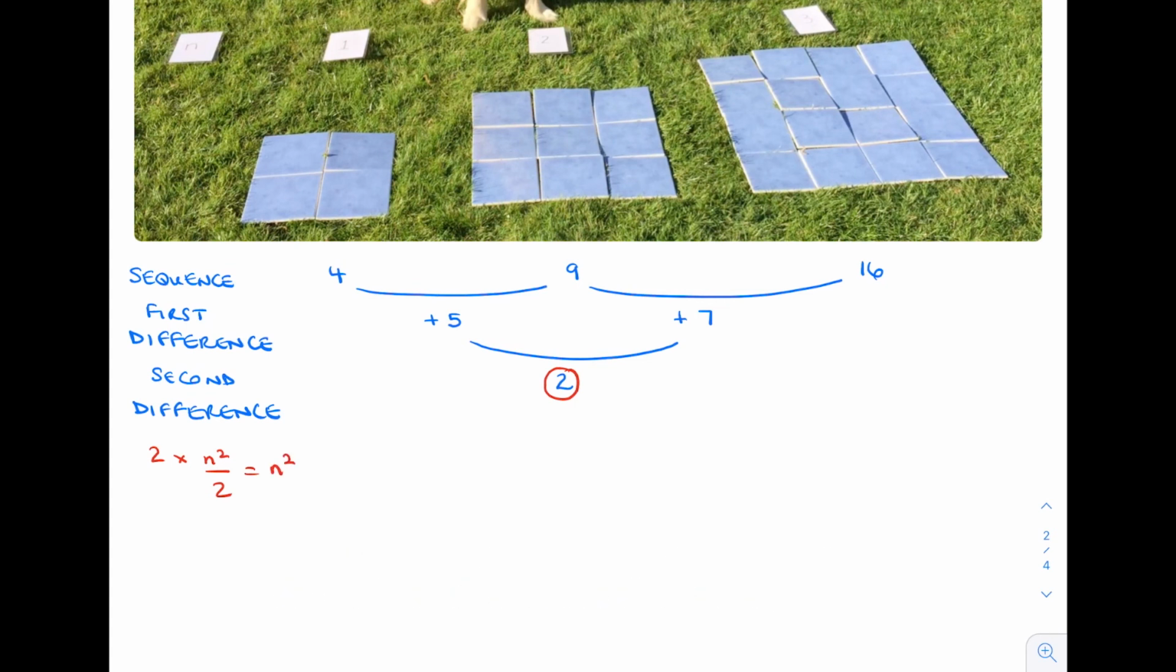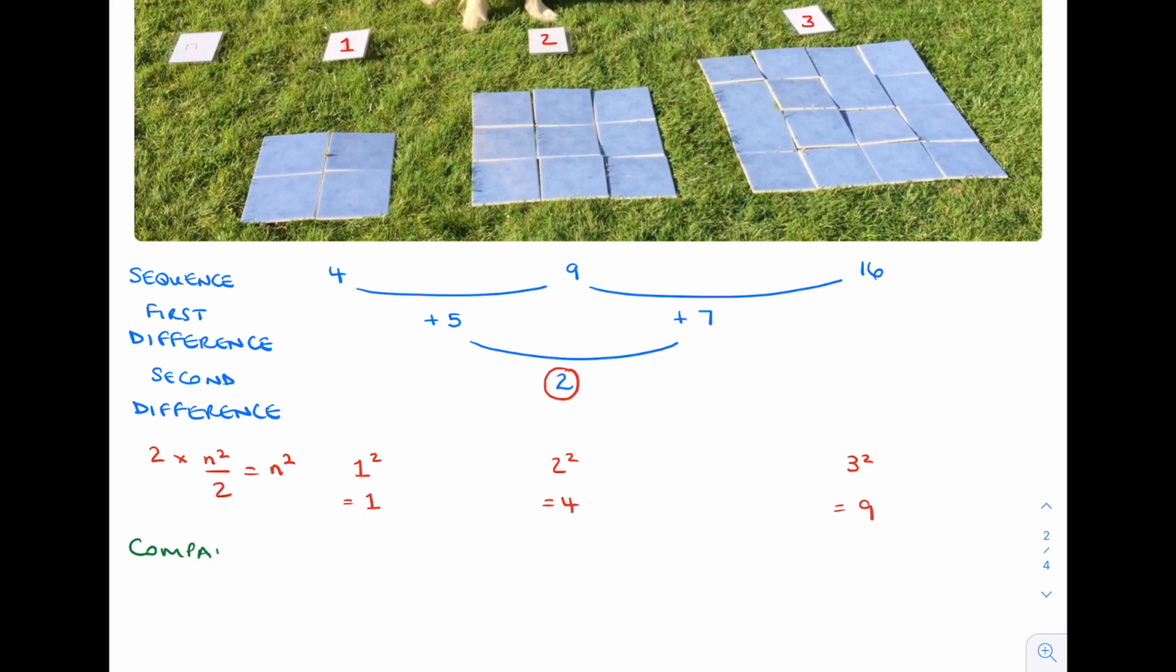So write out the sequence of square numbers starting with 1. 1 squared is 1 times 1 is 1. The second term, 2 squared. 2 times 2 is 4. The third term, 3 squared. 3 times 3 is 9. I hope you said that before me.